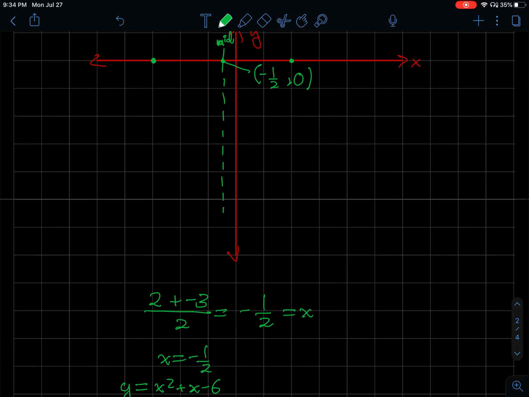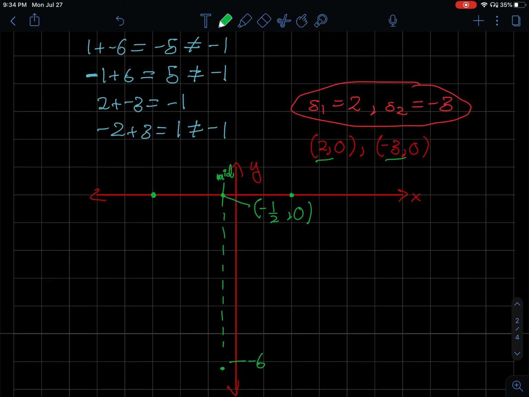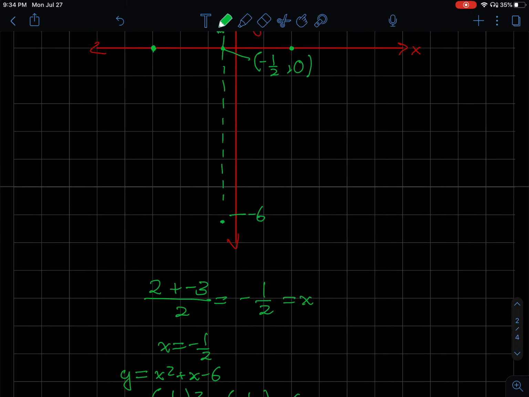All right, now we know that negative 6 is about here. This is negative 6. So 1/4 down would be right about there. And that's the last point we need to complete our graph. Now 3 points define a parabola, so we can quickly start graphing this and connecting those 3 points.